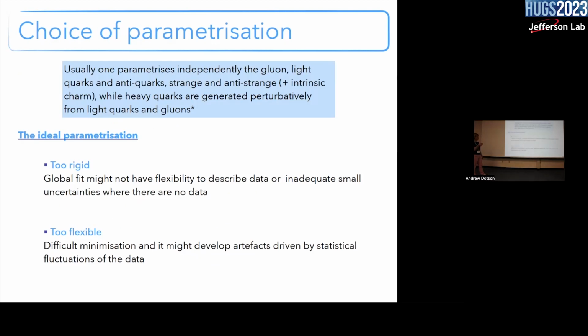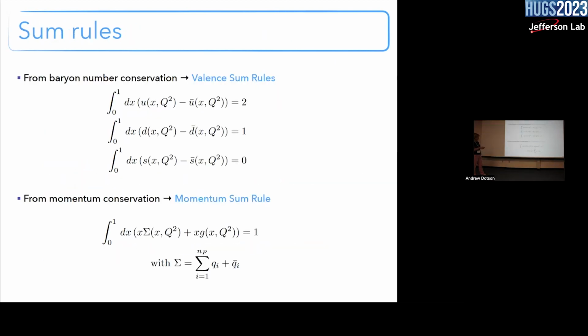First of all, these functions f are not completely free, okay? We cannot fit any function in the world because we have some constraints. From the baryon number conservation, we have the valence sum rules, okay? So we know that when we integrate over dx u minus u bar, we want to get 2. And when we integrate d minus d bar, we must have 1, and the strangeness baryon number is 0, okay?